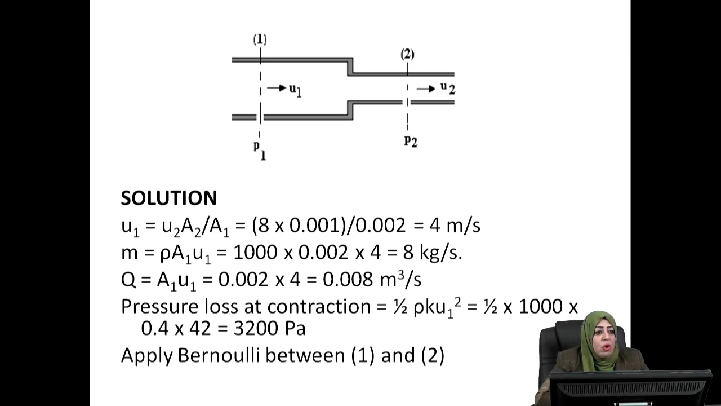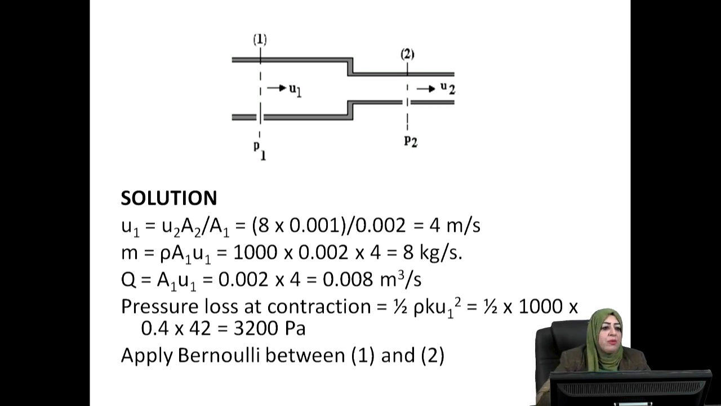M dot equal rho A1 U1 equal 1000 multiplied by 0.002 multiplied by 4 equal 8 kilogram divided by second. Q dot equal A1 U1 equal 0.002 multiplied by 4 equal 0.008 meter cubic divided by second. إذا احنا حسبنا بالمعطيات الأولى السرعة at point 1, حسبنا الماس فلو ريت, حسبنا الديسشارج. راح نحسب هسه البريشر لوسز at contraction.